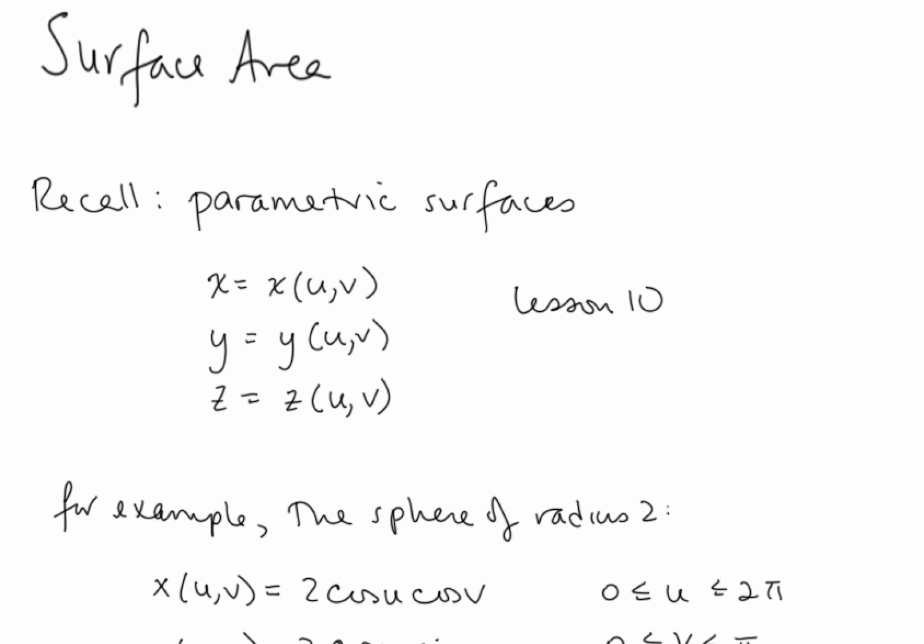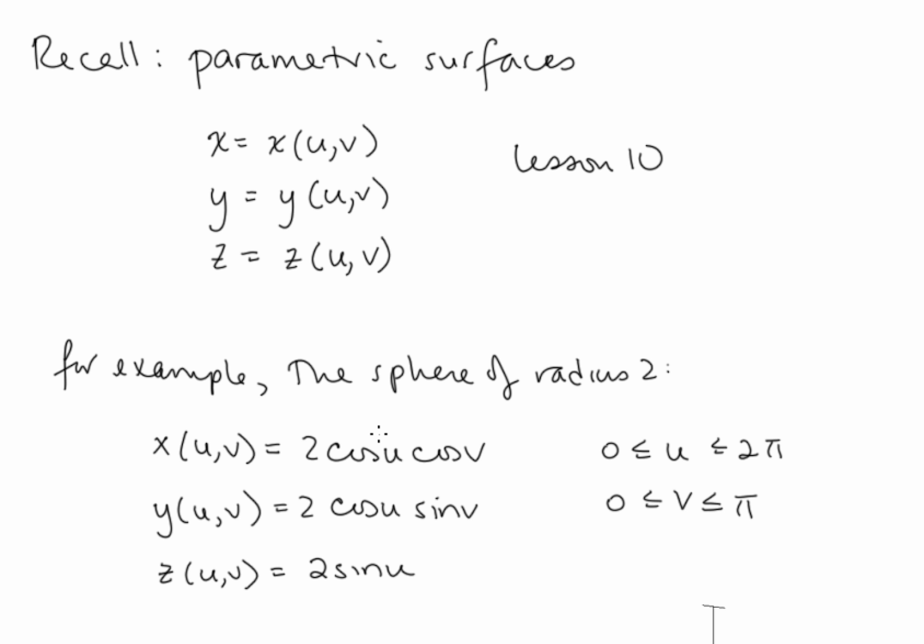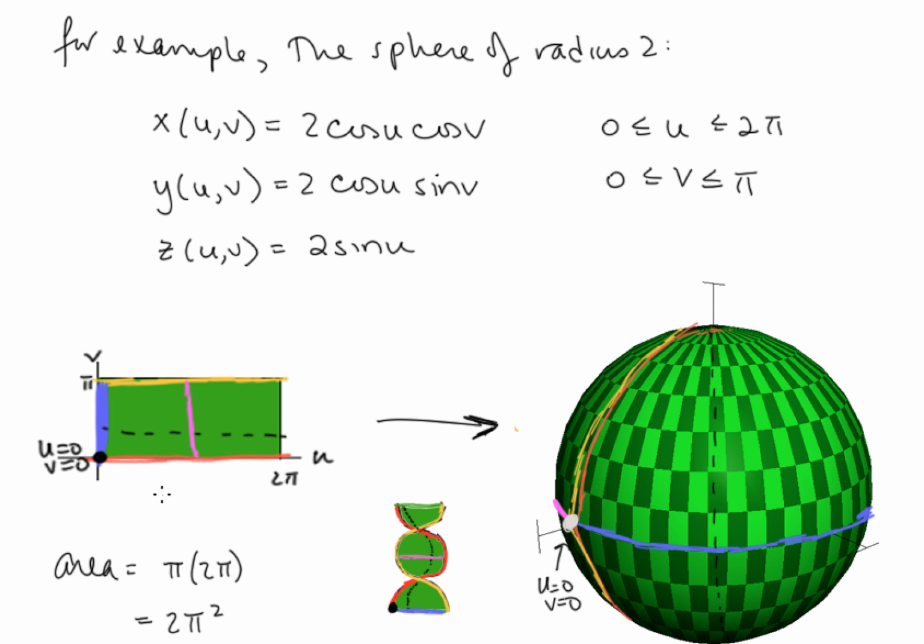So if we think back to what we learned from Lesson 10, for example, we have x is a function of u and v, y is a function of u and v, and z is a function of u and v. So for example, the sphere of radius 2 we saw in Lesson 10 with this parametrization, and u goes from 0 to 2 pi and v goes from 0 to pi, takes this domain on u and v, twists it and wraps it around to cover the sphere. So we're mapping this rectangular domain onto the sphere.